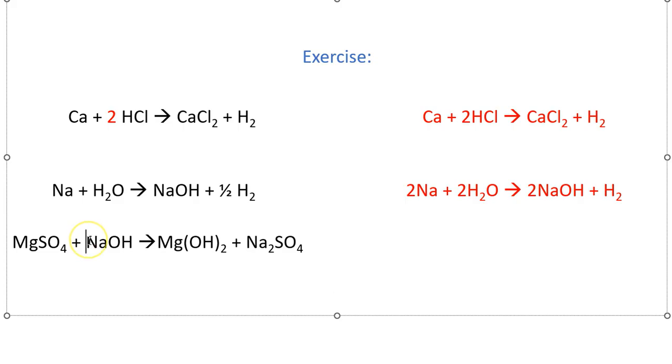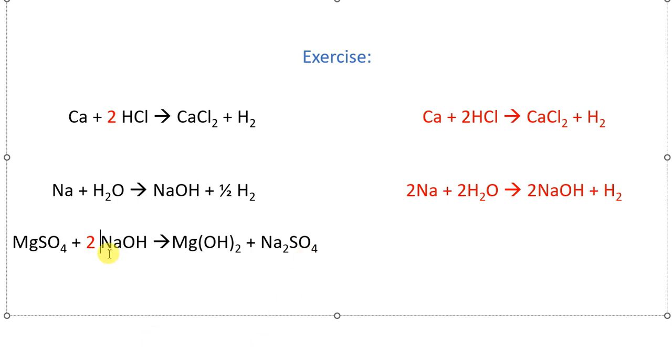I need to use my coefficients. I need to say 2 NaOH on the left. Now Na balances. NaOH, that's one OH, but I've got two of them now, so that's two OHs. I've got two OHs at the end. Everything balances. Final check. 1 Mg on the left, 1 on the right. Great. 1 SO4 group on the left, 1 on the right.